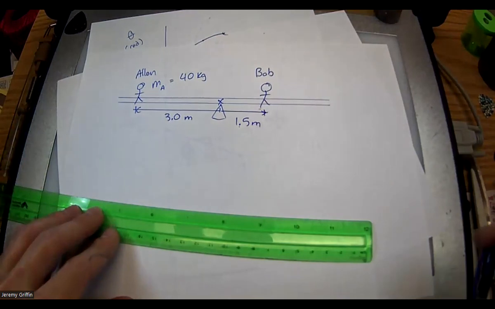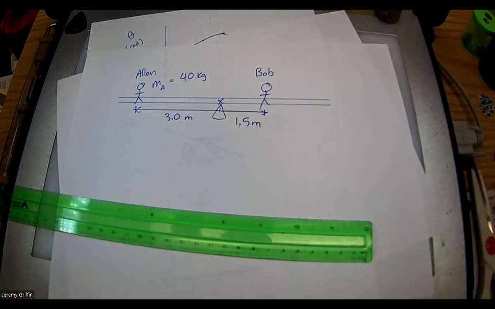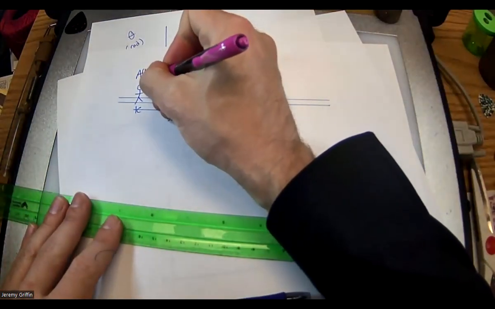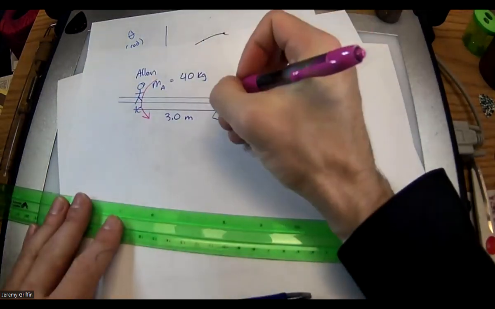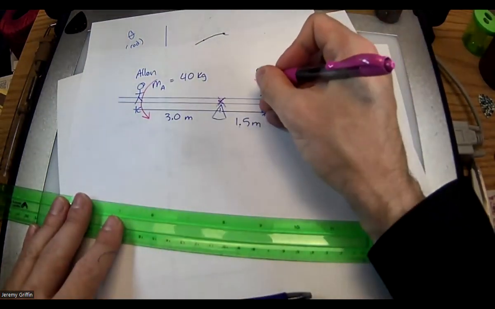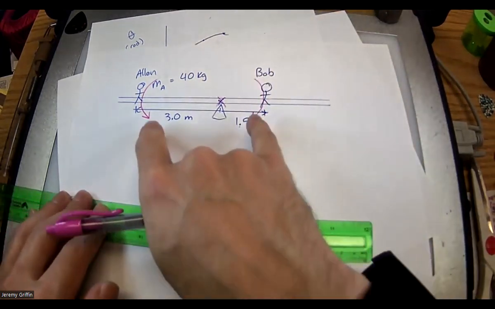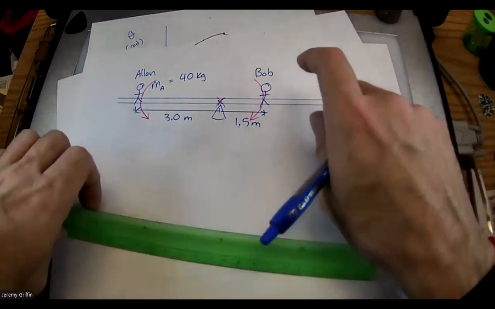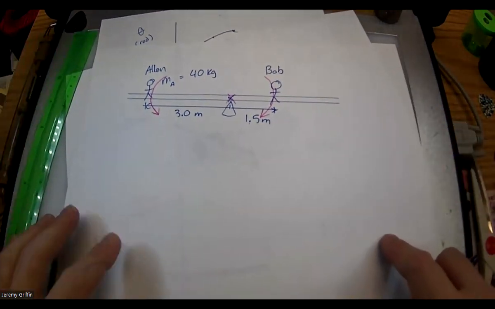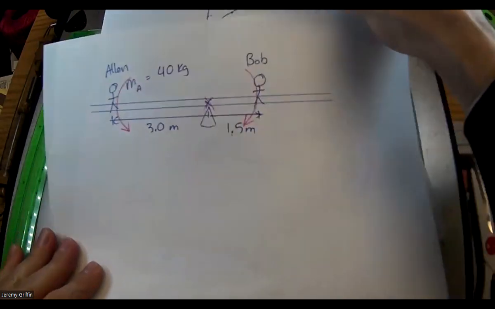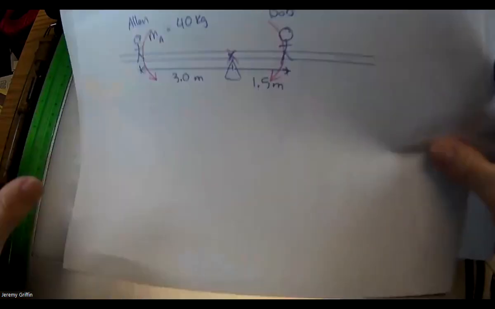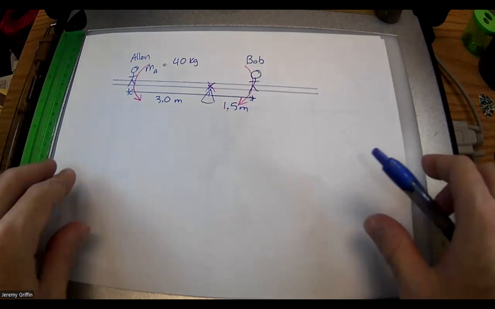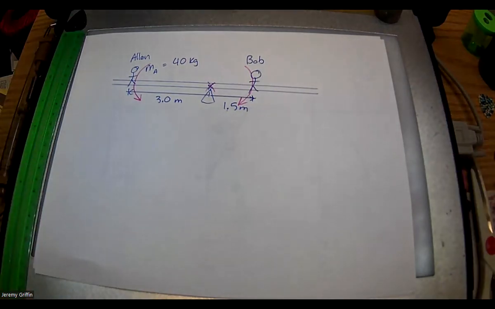Now, from our point of view, isn't Alan causing a counterclockwise torque relative to this pivot point, and Bob is causing a clockwise torque? Suppose those are exactly balanced out. So they balance out the seesaw. Who can tell me how massive is Bob? How much mass does Bob have? How massive is Bob?